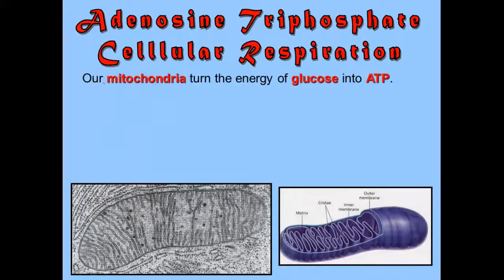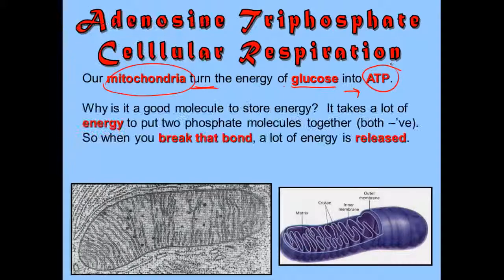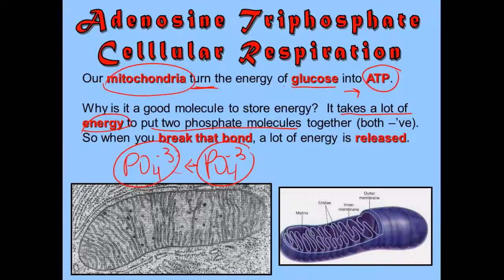Now we already know that the mitochondria makes ATP, and it does that by turning sugar, glucose, into ATP. And the reason that there's so much energy stored in ATP is because it takes a lot of energy to put 2 of those negative phosphate molecules together. So when you use a lot of energy to force those together, that's a high energy bond. And then if you do that with a third phosphate group, it's an extremely high energy bond. And if you break that bond, lots of energy gets released.